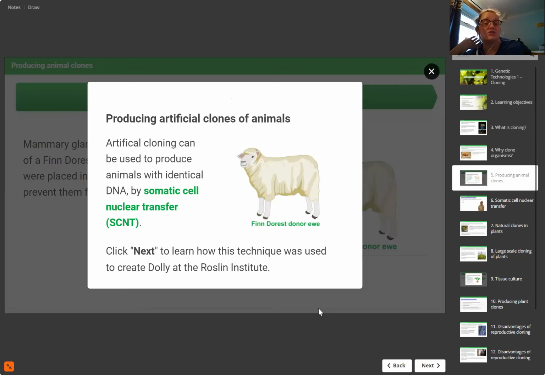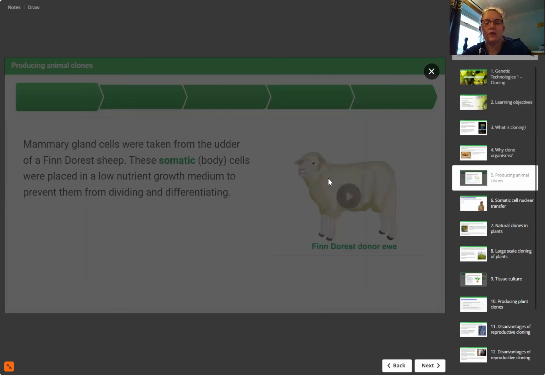So we have actually done some reproductive cloning of animals, and we're going to look at the process of this. We can produce artificial clones of animals, and artificial cloning can be used to produce animals that have identical DNA. We do this by somatic cell nuclear transfer. We're going to look at how this works, and we're going to look at Dolly the sheep. This was done at the Roslin Institute.